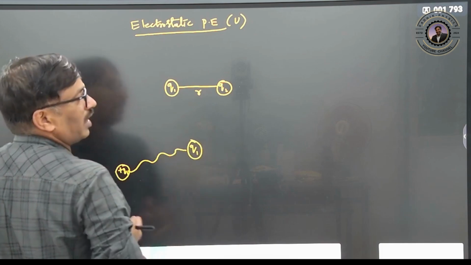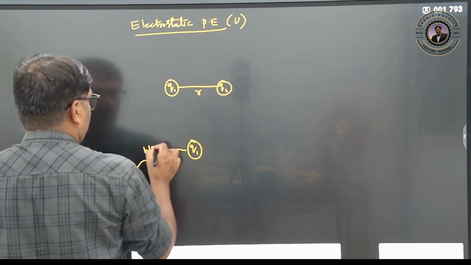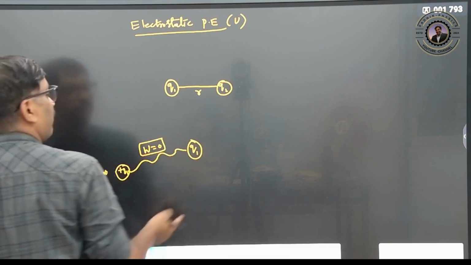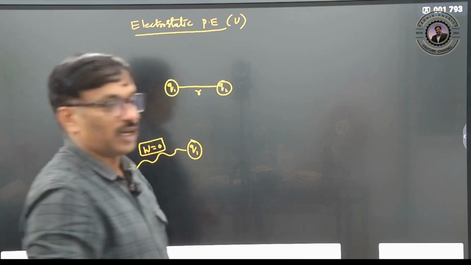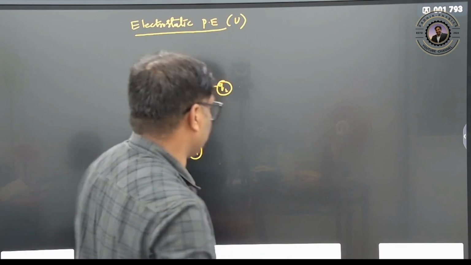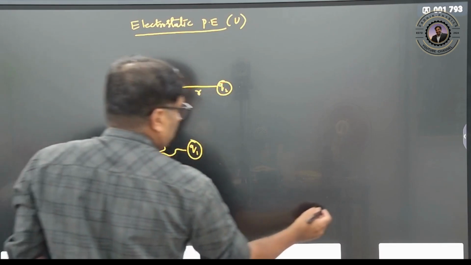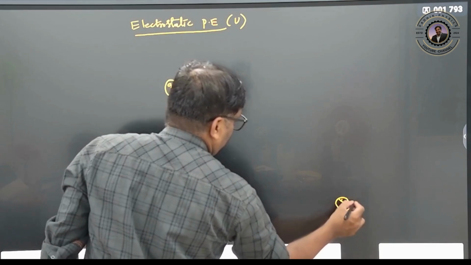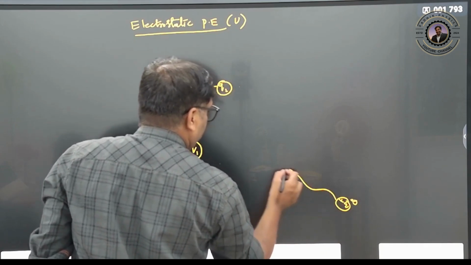Here there is no other extra field, so the work done will be equal to 0. Suppose if any extra field is there, then we have to do a certain amount of work to bring the charge. Another charge q2 is placed, and we have to bring it from infinity to a certain point here.